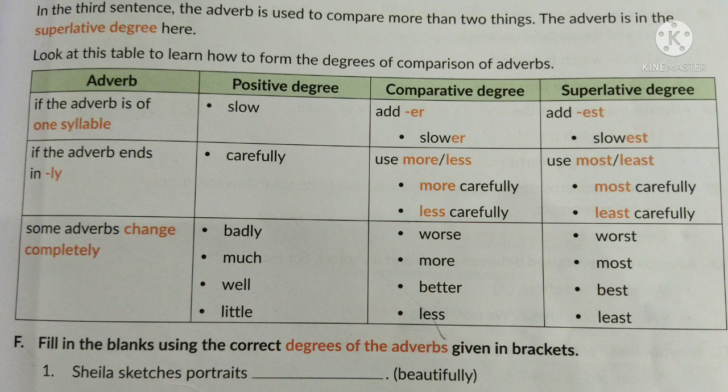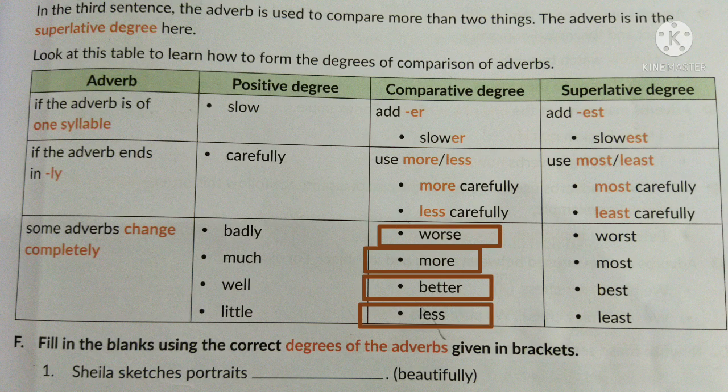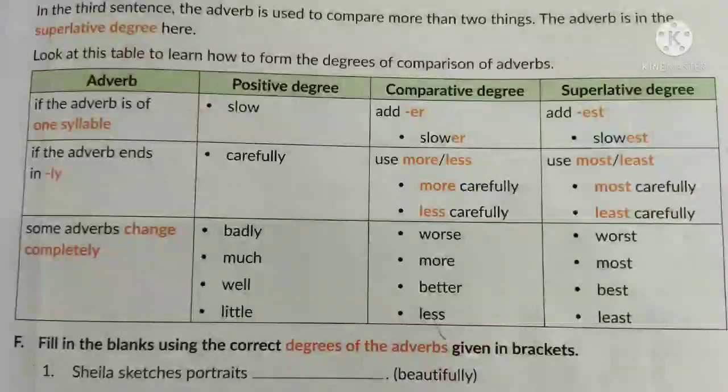The third rule of the degree of comparison of adverbs is that some adverbs change completely. Notice the words in the positive degree: badly, much, well, little. When we change them to the comparative degree, badly becomes worse, much becomes more, well becomes better, and little becomes less. When we turn them into the superlative degree, badly, worse, and worst.